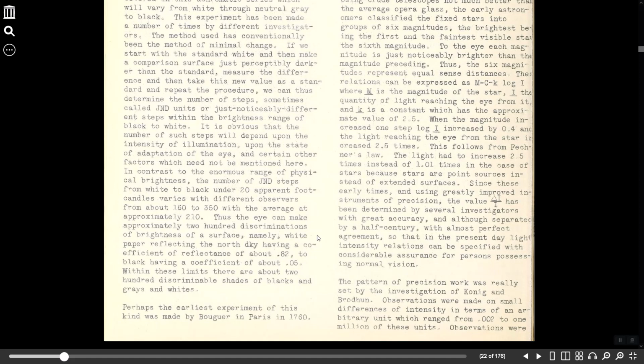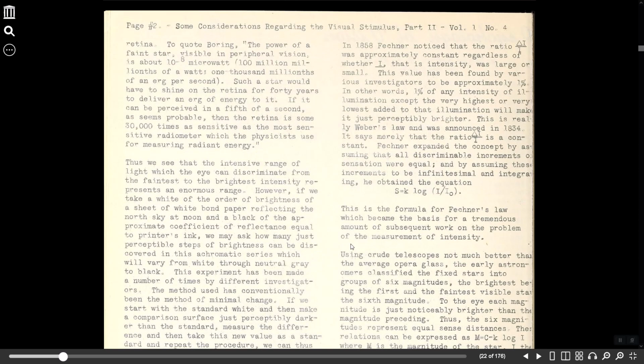Perhaps the earliest experiment of this kind was made by Bouguer in Paris in 1760. In 1858, Fechner noticed that the ratio delta I over I was approximately constant regardless of whether I, that is intensity, was large or small. This value has been found by various investigators to be approximately 1%. In other words, 1% of any intensity of illumination except the very highest or very lowest added to that illumination will make it just perceptibly brighter.